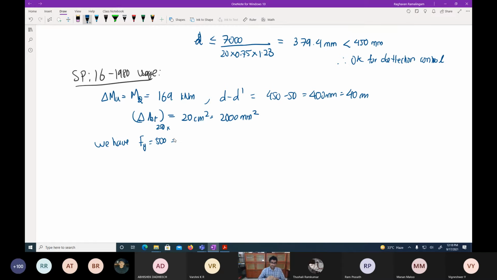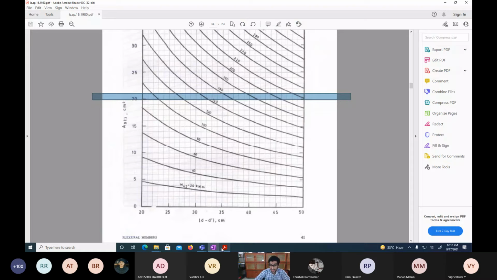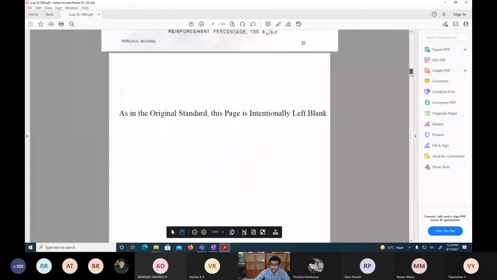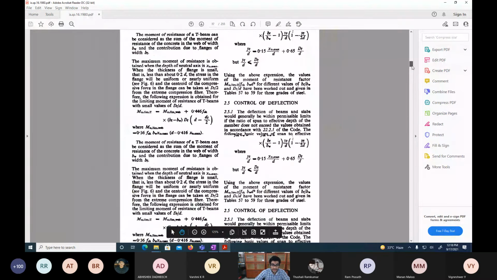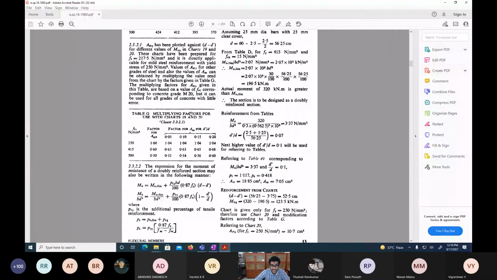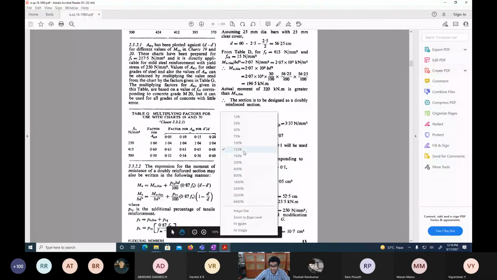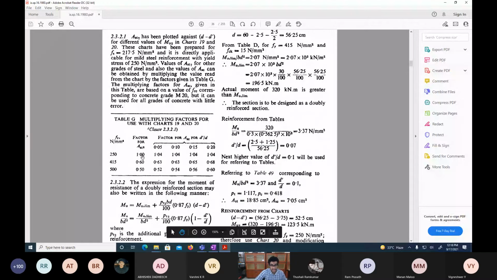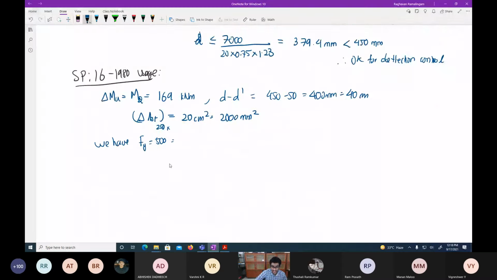Okay, so for this what should we do? So we go back a few pages, and we have multiplying factors for use with charts 19 and 20. Okay, so we have to use these multiplying factors. For delta AST, my multiplying factor is 0.5, and the multiplying factor for ASC, with d by d dash is 0.11, is 0.54. Okay, so 0.5 for AST2 or delta AST, and 0.54 is the factor for ASC.